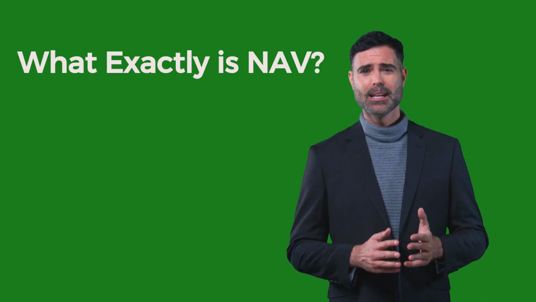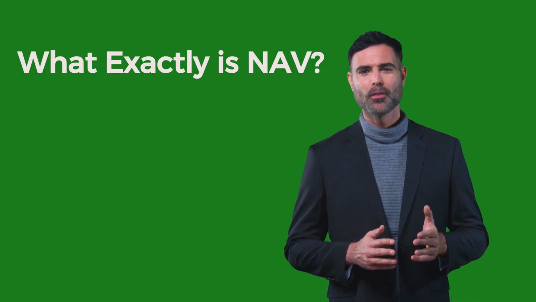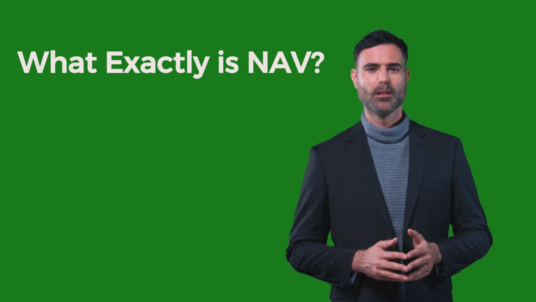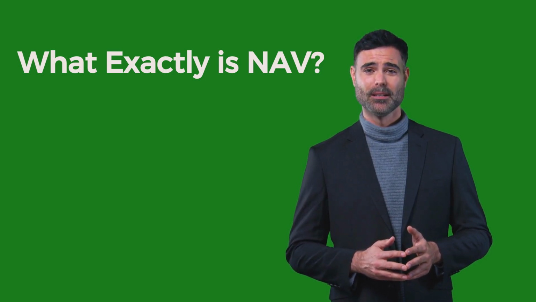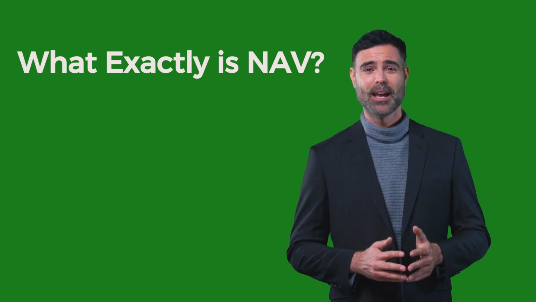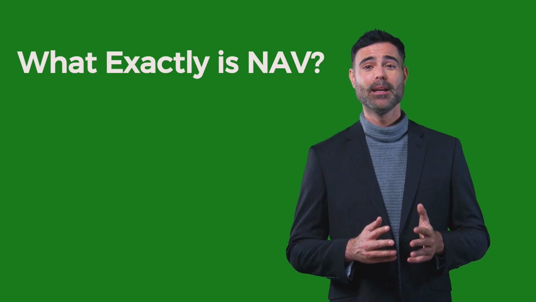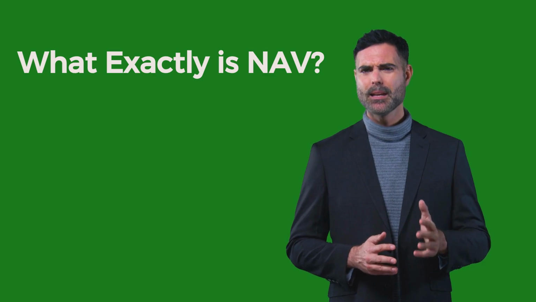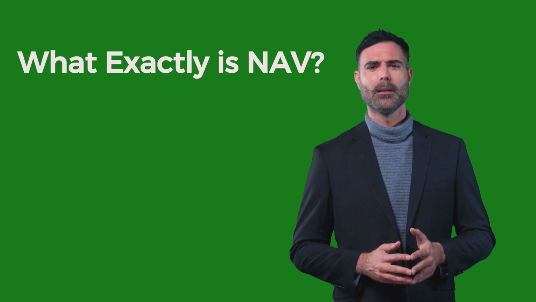What exactly is NAV? Let's break it down. NAV is equal to net asset value. It's basically the price of one unit of a mutual fund. The formula is NAV equals total assets minus liabilities, divided by total units outstanding. Simple, right? But here's the kicker. NAV changes every day based on market movements and expenses. It's like the stock price of your mutual fund.